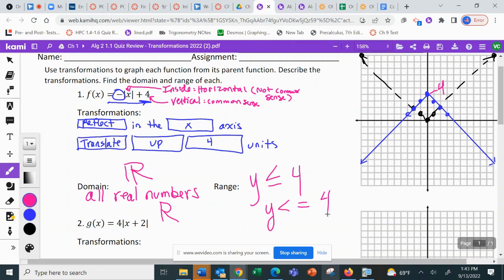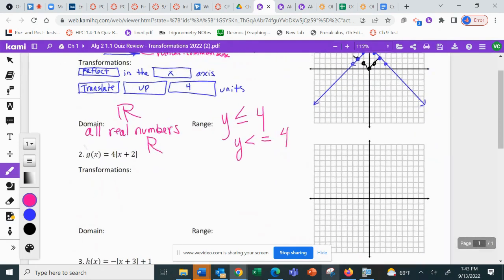Yes, if it reflects. Is that what you're asking? Yeah, if that negative is in front, it will always be less than or equal to. Exactly. All right, number 2.